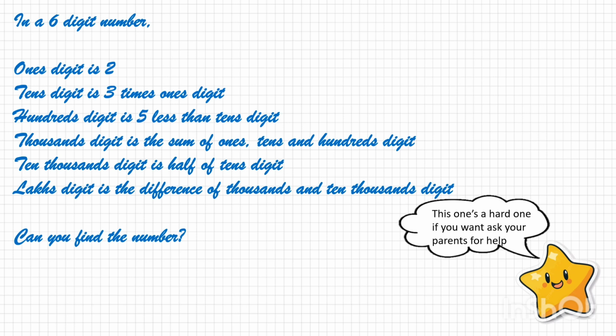In a 6-digit number, ones digit is 2. Tens digit is 3 times ones digit. Hundreds digit is 5 less than tens digit. Thousands digit is the sum of ones, tens and hundreds digit. 10,000s digit is half of tens digit. Lakhs digit is the difference of thousands and 10,000s digits. Can you find the number?